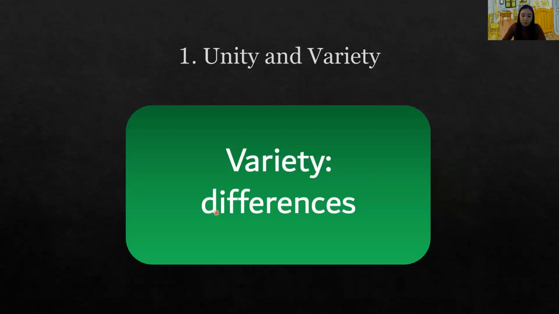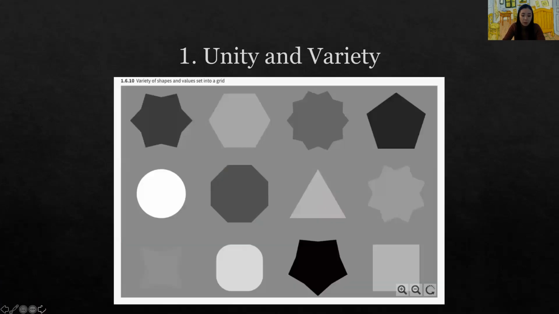And now let's see the variety. Variety is the opposite meaning of unity. Variety is differences that provide interest and contrast in art. So in art, variety is a collection of ideas, elements, or materials that are fused together into one design.